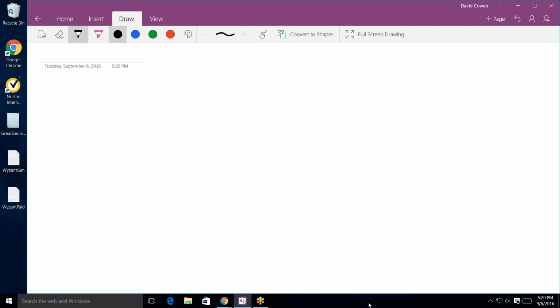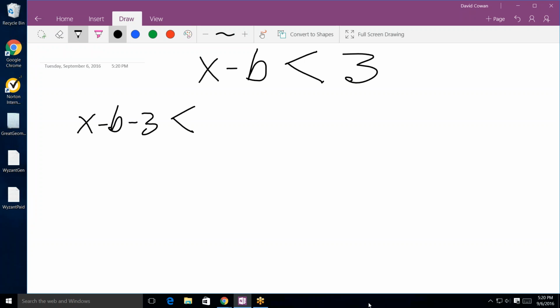Which of the following inequalities are equivalent to the inequality x minus b is less than 3, where b is a constant? Okay, what are your choices? x minus b minus 3 is less than 0. Is that true? Let me think. How did they get to this step? They subtracted 3 from both sides. Is there any problem with doing that? No. So that is correct. What other answer did they give you? 0 is greater than b minus x plus 3.